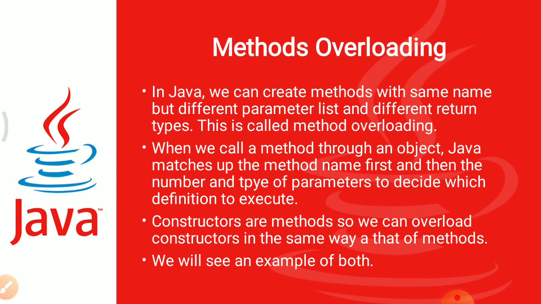What is method overloading? Method overloading means functions have the same name but different parameters. When we call the function, we pass different parameters, and we call it through the object. It will call the function whose parameters match. If the parameters match, then that function will be called.